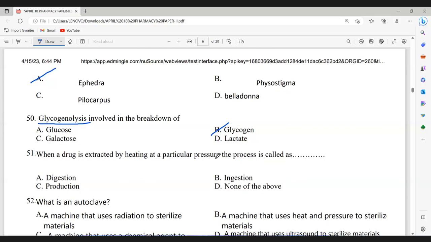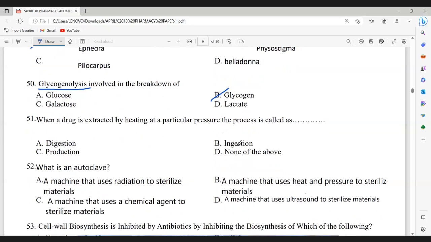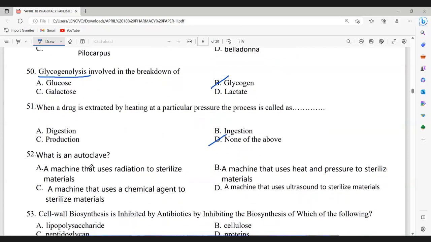It is not in any option? 51, it is autoclaving. None of the above. Answer. What is an autoclave? A machine that uses heat and pressure to sterilize the materials.